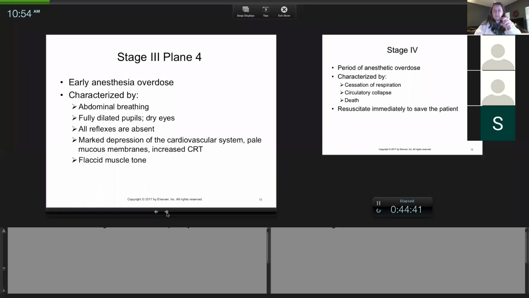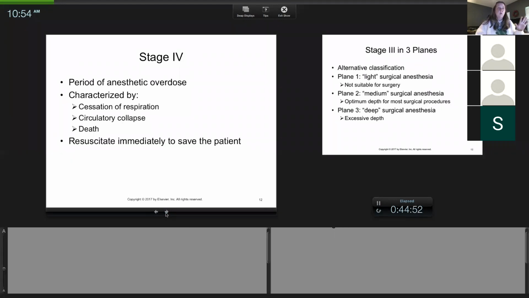If you're feeling jaw tone the whole procedure, you're going to pick up on subtle changes in muscle tone. It's going to get very loose. If we get into stage 4, then this is anesthetic overdose, way too deep. Typically, respiration is going to stop, and then we have to put in resuscitative methods.